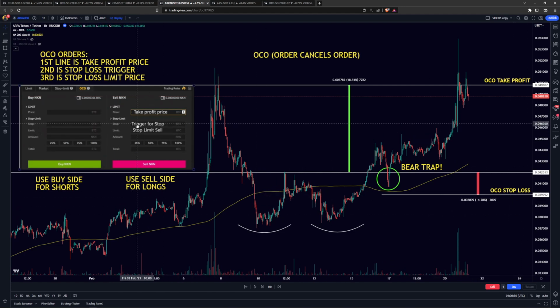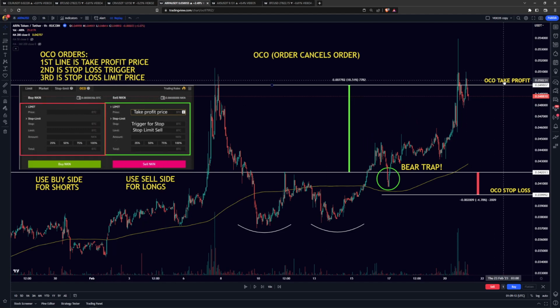So your stop loss would have been at about 0.39992, for the OCO, so you would have put that down here. Maybe your trigger for the stop would have been 0.04, and then your ultimate stop limit sell number would be this number over here. So the top number, the limit price, that's your take profit level. So this is your OCO take profit level, and that's around 0.049807.